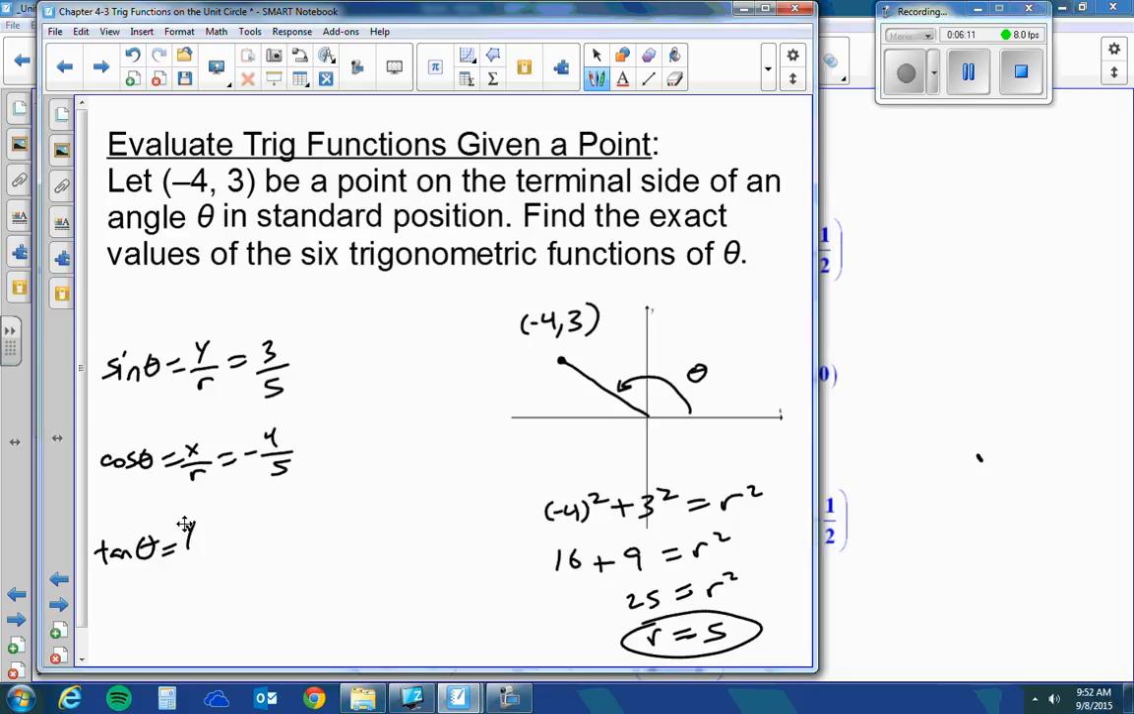Tangent, y over x, is the one that does not involve the hypotenuse. Over x. So, yeah, exactly. But I said tangent is always y over x. Sine and cosine are always y over r. Okay, let me pause here.